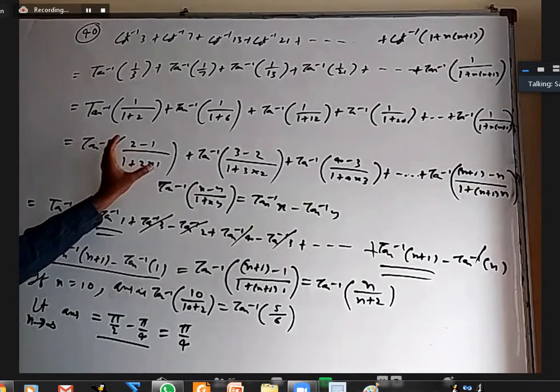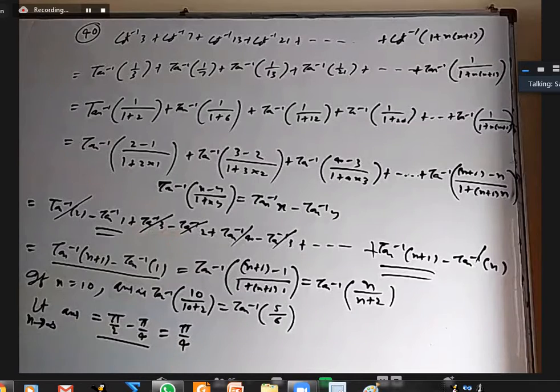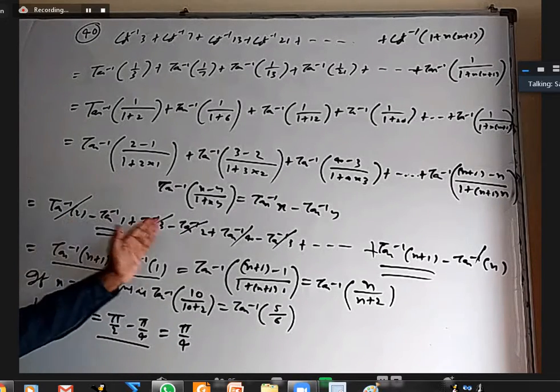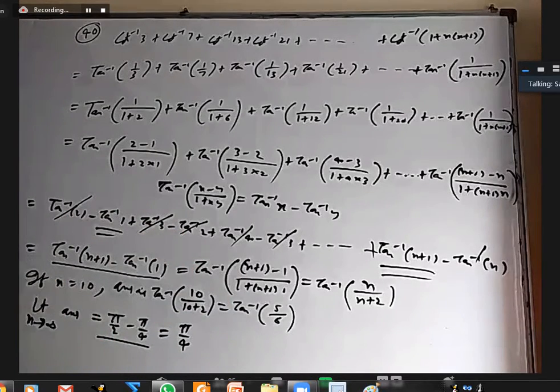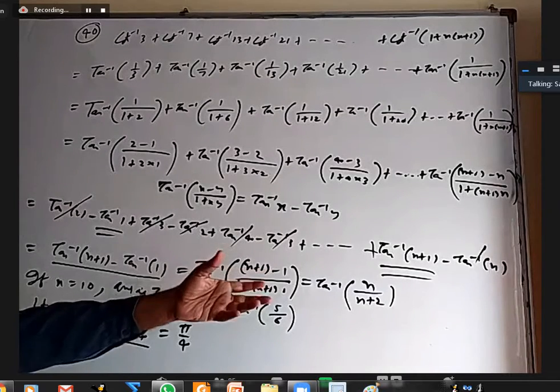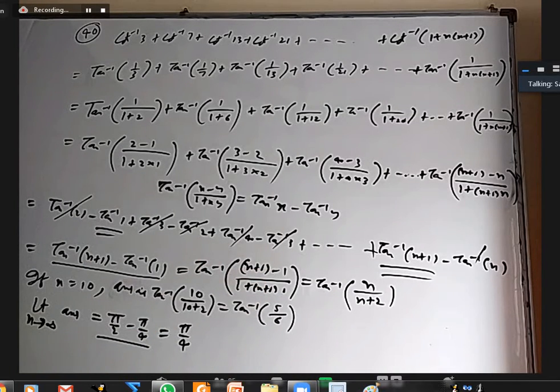You try to write each term as a difference of two things in such a way that the negative parts here and positive parts here alternately get cancelled. You'll be left with one last term and one first term. This is called the method of differences. It's a very standard topic in progressions. Maybe in AGP and some other questions we'll use it later on. First time when we teach progressions, we might have used it, not extensively.